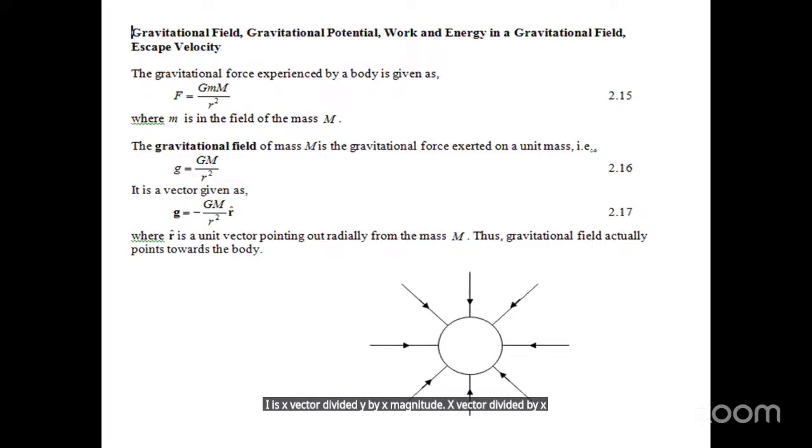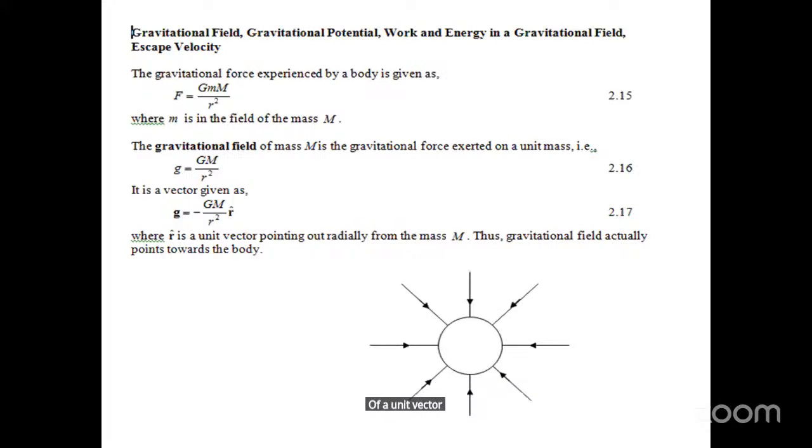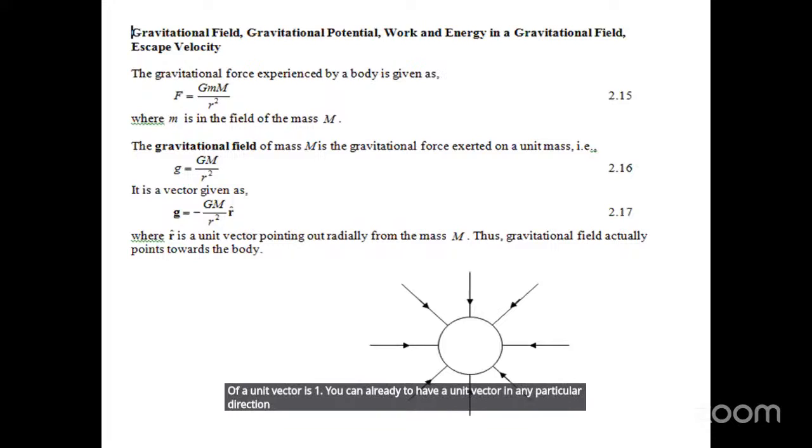What will be the magnitude of i? 1, right? Yes, sir. The magnitude of a unit vector is 1. You can arrange to have a unit vector in any particular direction just by dividing the vector by its magnitude. So R cap is the unit vector pointing out radially from the mass capital M.